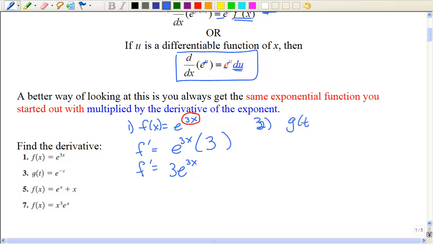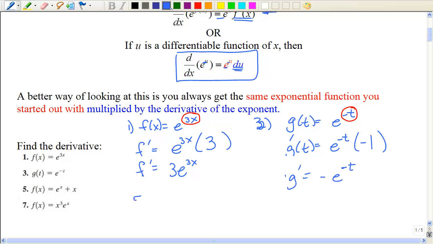If we have g of t equals e to the negative t, again, there's our exponent. So we write down the problem just like it is, e to the negative t, that's e to the u, times the derivative of the exponent, which would be negative 1. And there would be our derivative. Now let's mix up some x's with e's.